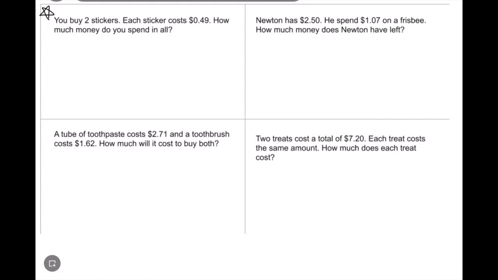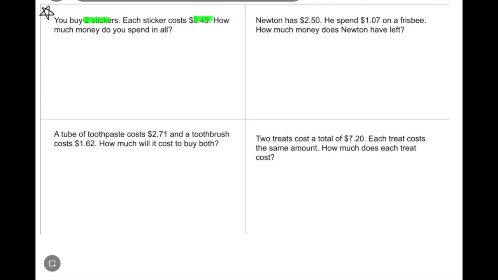The only way really to figure out which is just to read the problems and then figure out what information they're wanting from you, and then using the information that they gave you, figure out what property to use. So starting with the one I just put a star by: you buy 2 stickers. That's important. Each sticker costs 49 cents. How much money do you spend in all?